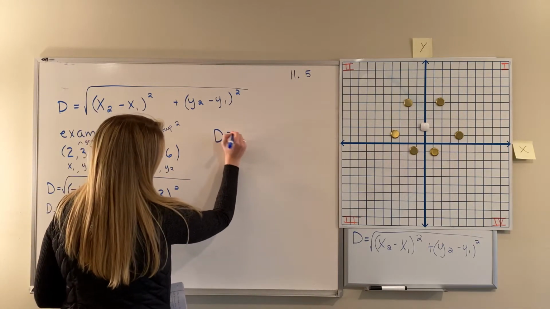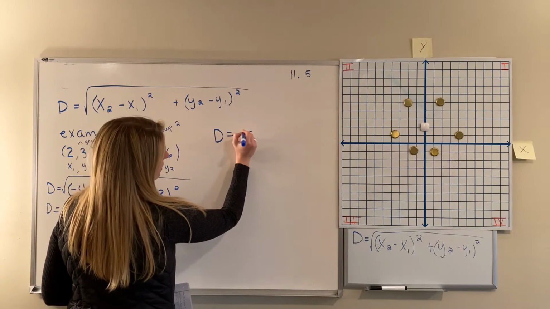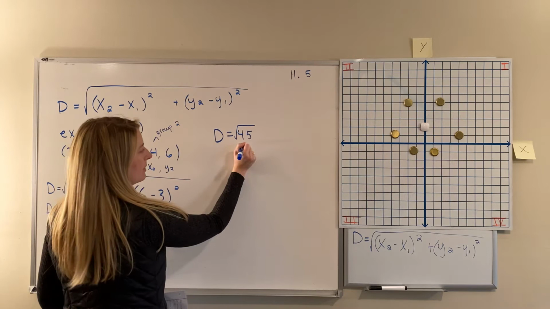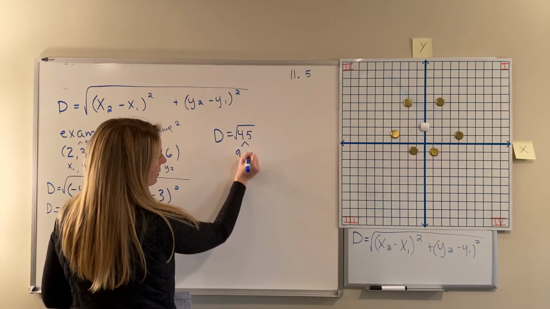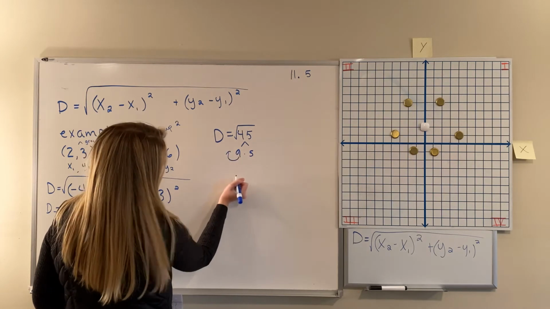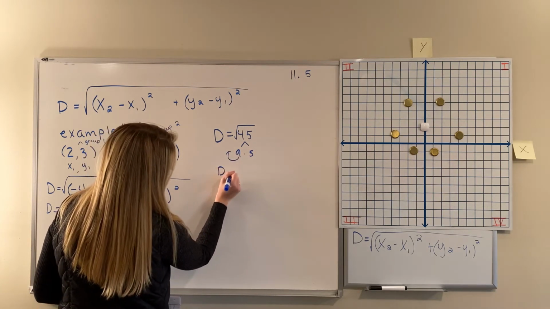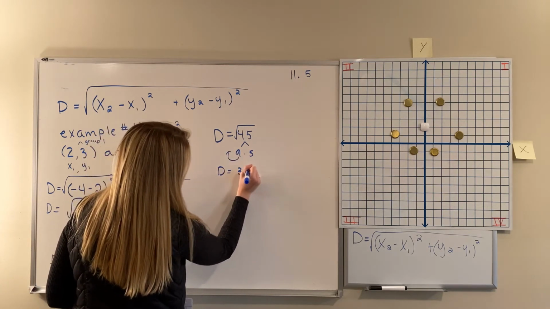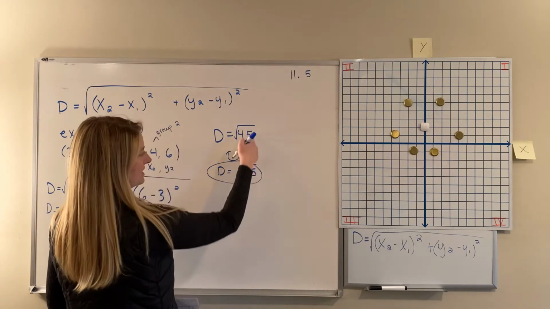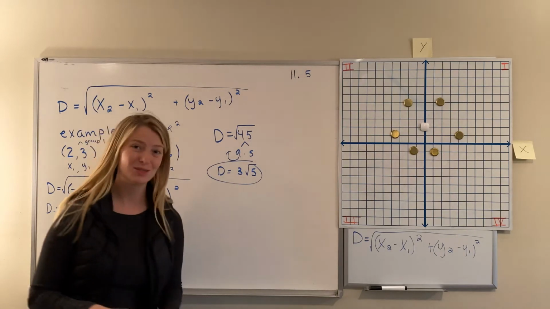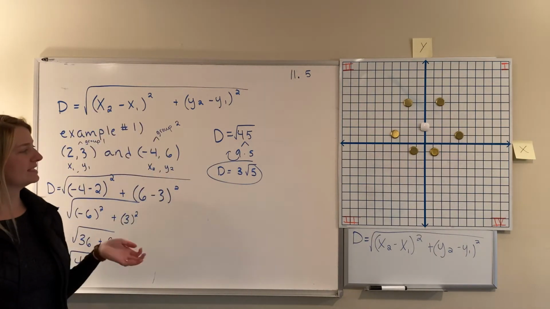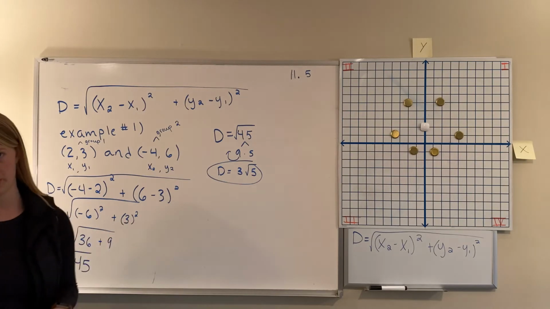So just rewriting it up here, we have d is equal to the square root of 45. Well, what's a perfect square that can come out of 45? 9 times 5 is equal to 45. The square root of 9 comes out as 3. So our distance is equal to 3 times the square root of 5. And again, 5 stays in your box because it is not a perfect square. And so the most simplified answer we can give for example 1 is d is equal to 3 times the square root of 5.